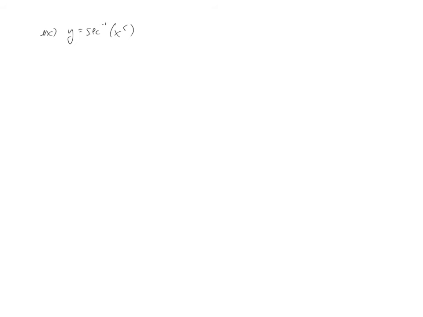Okay, so the first one we're going to look at is the inverse secant, and we know that we're going to have a chain rule here because of that x to the fifth being inside the function. So for the y prime, we'll start with 1 over the absolute value of x to the fifth square root of x to the fifth squared minus 1, and then back times the derivative of the inside, which would be 5x to the fourth. Okay?